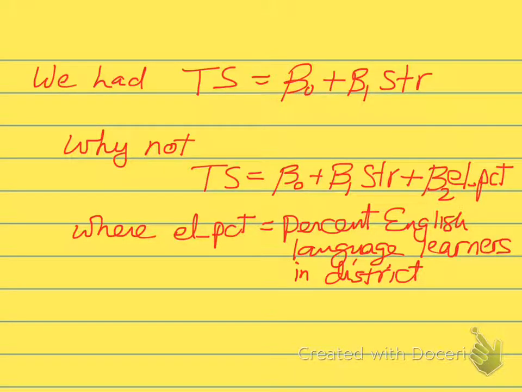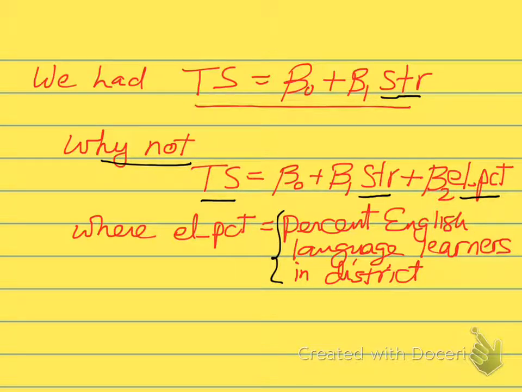So in our previous versions of understanding the regression model, we had a very simple equation. Test scores were equal to a linear function of the student-teacher ratio. So our student-teacher ratio was our main explanatory variable. But we might easily ask the question, why don't we have a more complicated model of the determinants of test score? For example, have test score depend on both the student-teacher ratio and the percent of English language learners who are in the district. So EL_PCT is the percent English language learners.